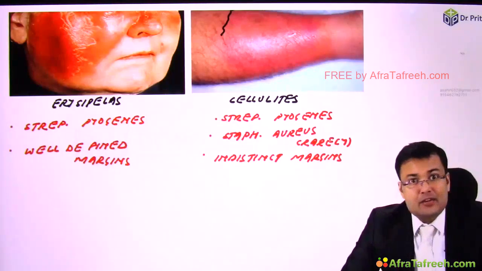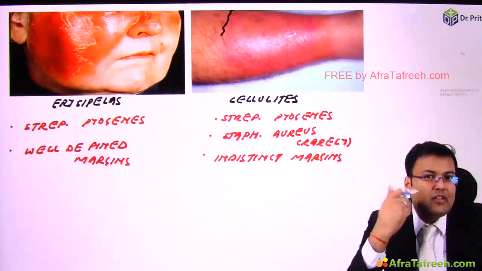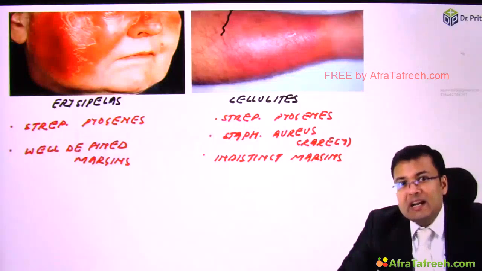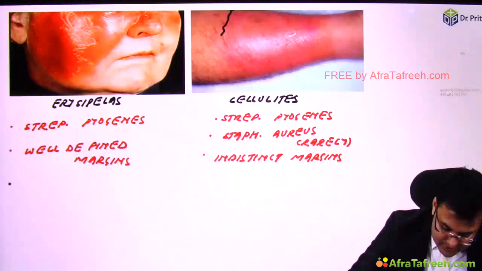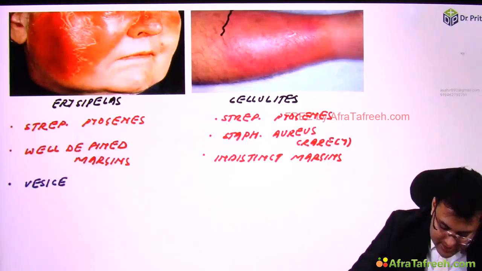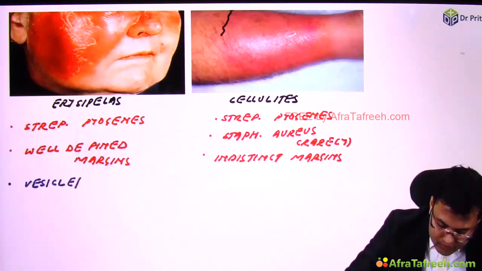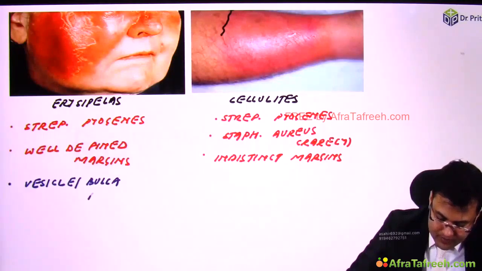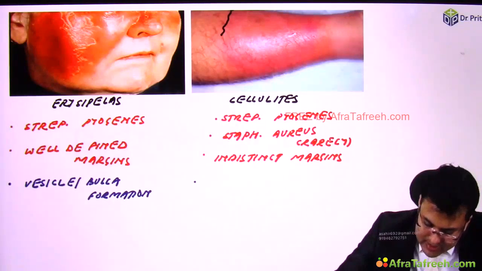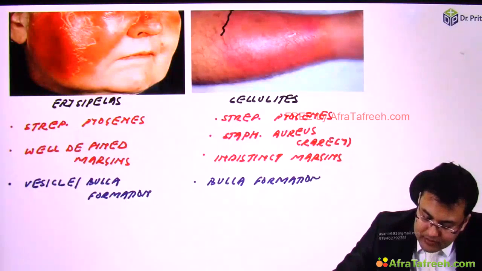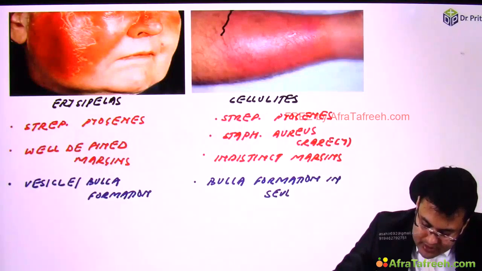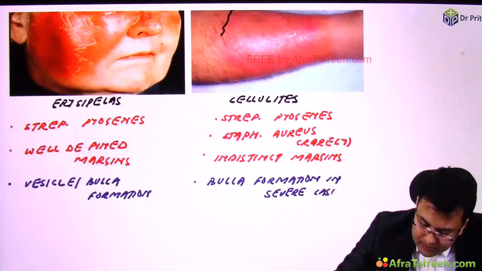There is another feature. Generally in erysipelas, if you have seen a case, these patients are having vesicles or bulla. Vesicles or bulla are rarely associated with cellulitis. So erysipelas is associated with vesicle or bulla formation, whereas cellulitis is rarely associated with bulla formation, and this bulla formation is seen in severe cases only.